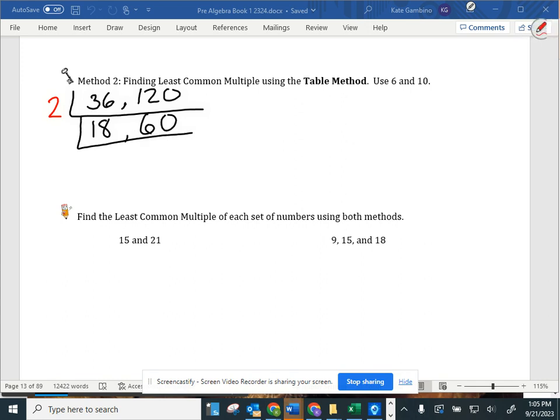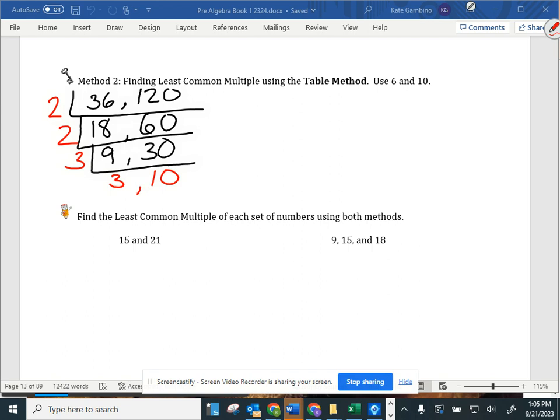Now I'm going to pull another prime out. They're still even. So what prime should I pull out, Damien? 2. Another 2. So now I get 18 divided by 2 is 9. 60 divided by 2 is 30. Now what prime can I pull out, Kaylin? Or Claire? Sorry, I'm looking at Claire. 3. I can't pull a 2 out because 9 isn't an even number. 9 divided by 3 is 3. 30 divided by 3 is 10.